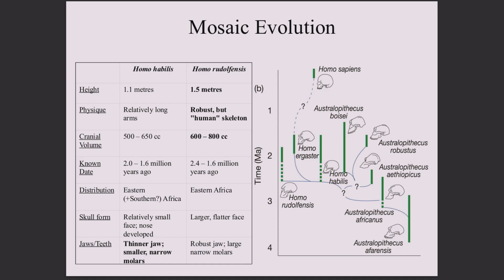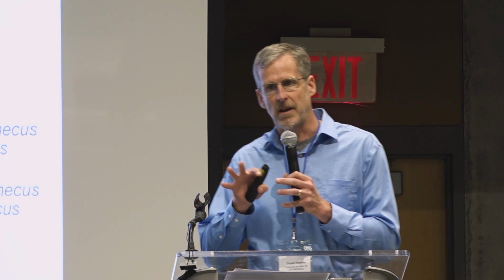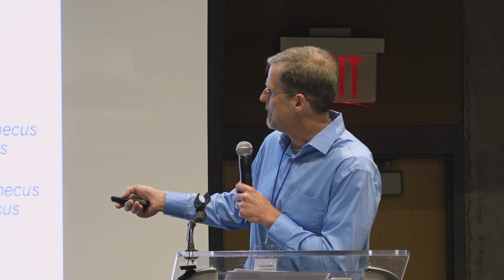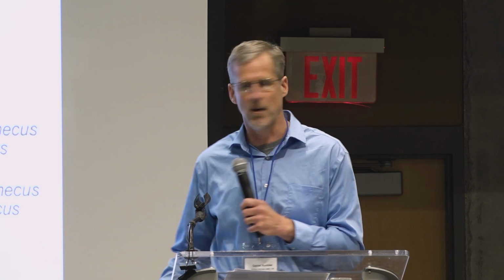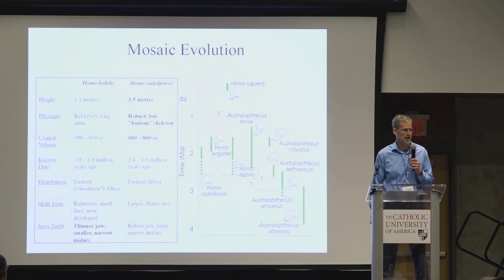But if you look at the jaws and the teeth and the face, habilis is more similar to modern humans, has a smaller jaw. Right? So if you look at the brain size, rudolfensis is closer to modern human brain size. Modern human brain size is around 1,400 cc's. Right? So it's not as if... in one respect, rudolfensis is more modern. In other respects, habilis is more modern, right?